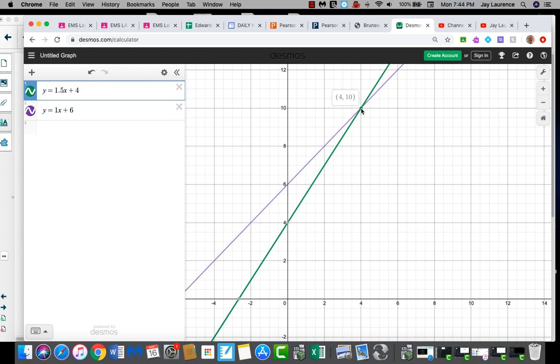Okay? If those rates continue, the one that started at 4 pounds will be heavier the first 4 months of their lives, assuming they were born the same day. And at 4 months, they'll weigh the same amount. Then after 4 months, the one that started at, oh, I said that backwards. The first 4 months, the one that started at 6 pounds would weigh more. At 4 months, they'd have equal weight of 10 pounds.